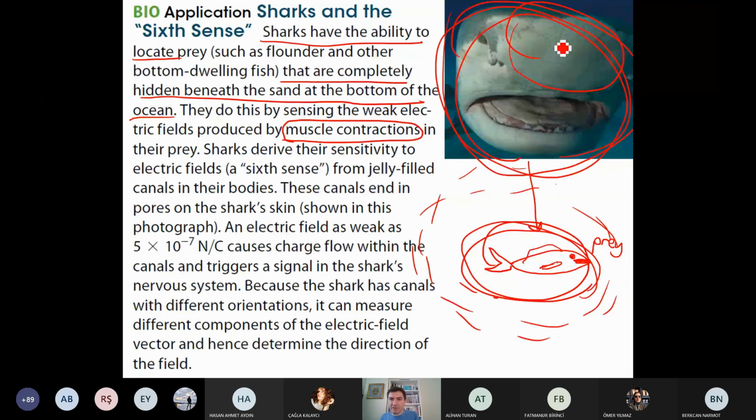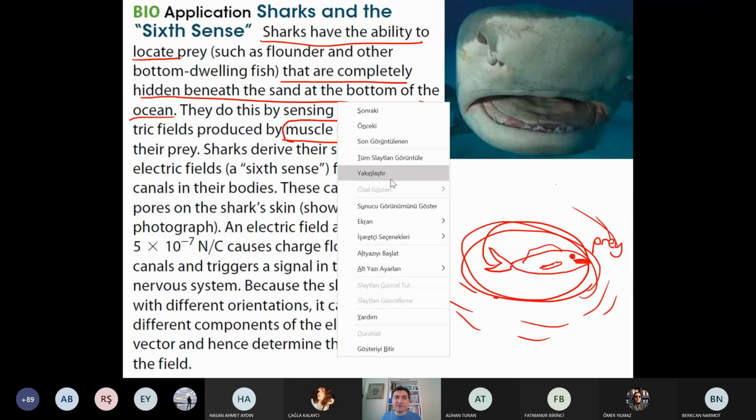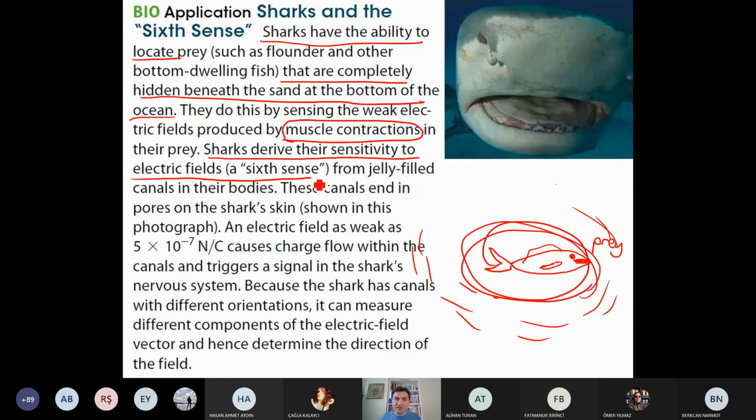Let me clean this part. So how could it be possible? Sharks derive their sensitivity to electric fields, it is also called a sixth sense, from jelly-filled canals in their bodies. So here there are canals. Let me draw from this side. So now just concentrate on this one. I am looking at this part, okay?